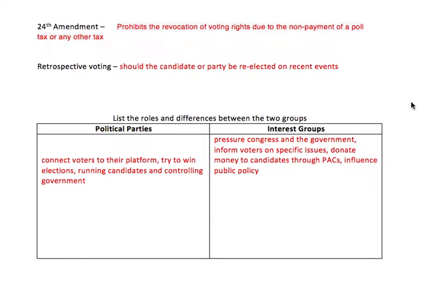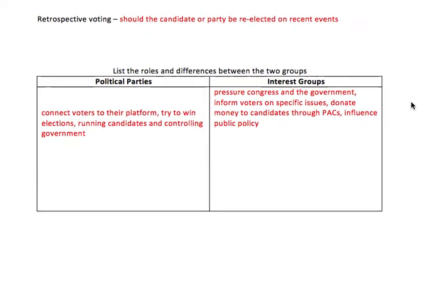Retrospective, so in the past, what has the candidate done in the past to help? And I'm going to vote based on that because I like what they've done, so that person maybe will be reelected.